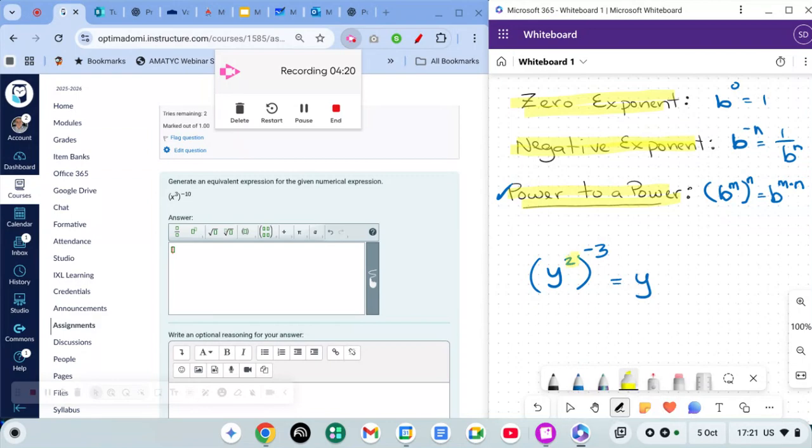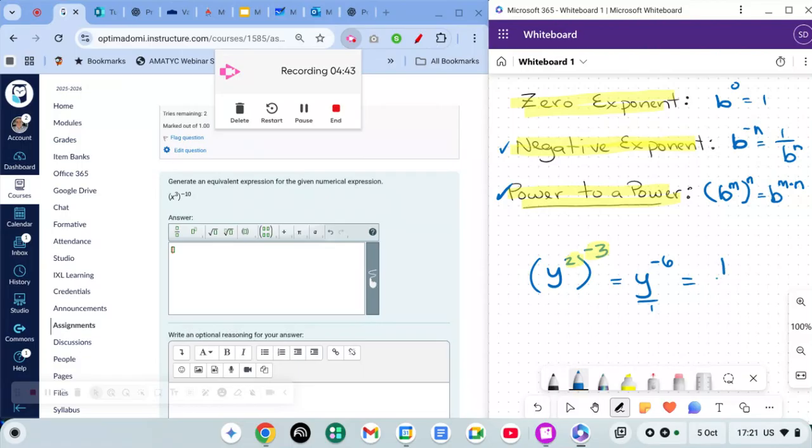And what I'm going to do is multiply the exponent. So I'm going to get y to the negative 6 power. You can put that as your answer, or you can apply the negative exponent rule, because every time you have a negative exponent, you're going to do the reciprocal. So imagine this is like y over 1.